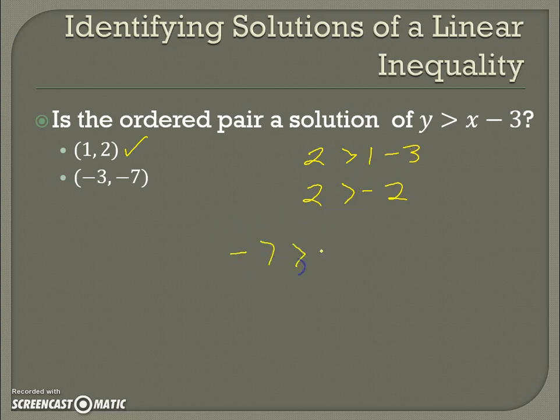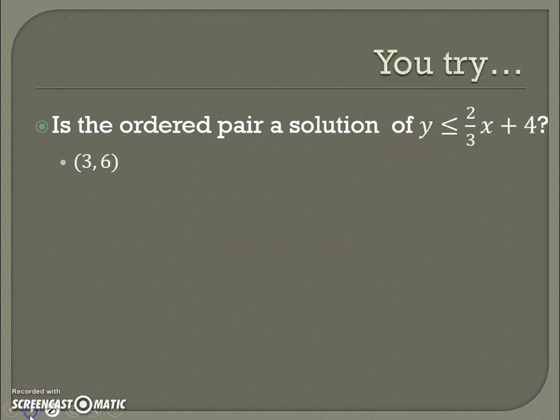I want to know, is negative 7 greater than negative 3 minus 3? Negative 7 greater than negative 6? No, negative 7 is not greater than negative 6. So we'd say no, it is not. That's all you're doing on those, is just substituting in to see if it's true. All right, so you go ahead and try. The answer will be up in 3, 2, 1.